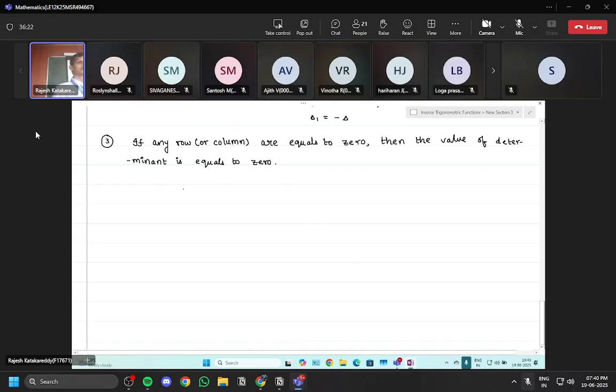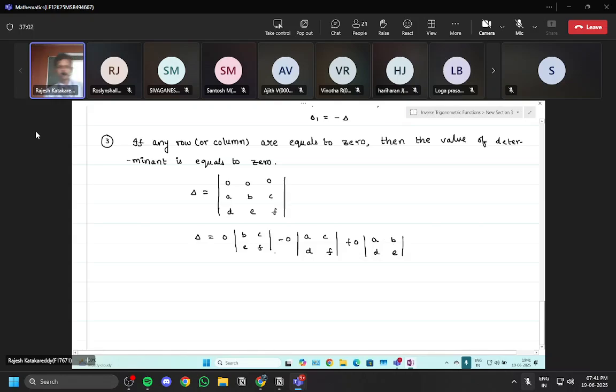Anybody copying previous part? So let us say delta is equal to 0, 0, 0, A, B, C, D, E, F. Now if we are expanding this using row 1, I'll get delta equals 0 into determinant of B, C, E, F minus 0 into determinant of A, C, D, F plus 0 into determinant of A, B, D, E. 0 into a scalar will again be 0. Delta is equal to 0.